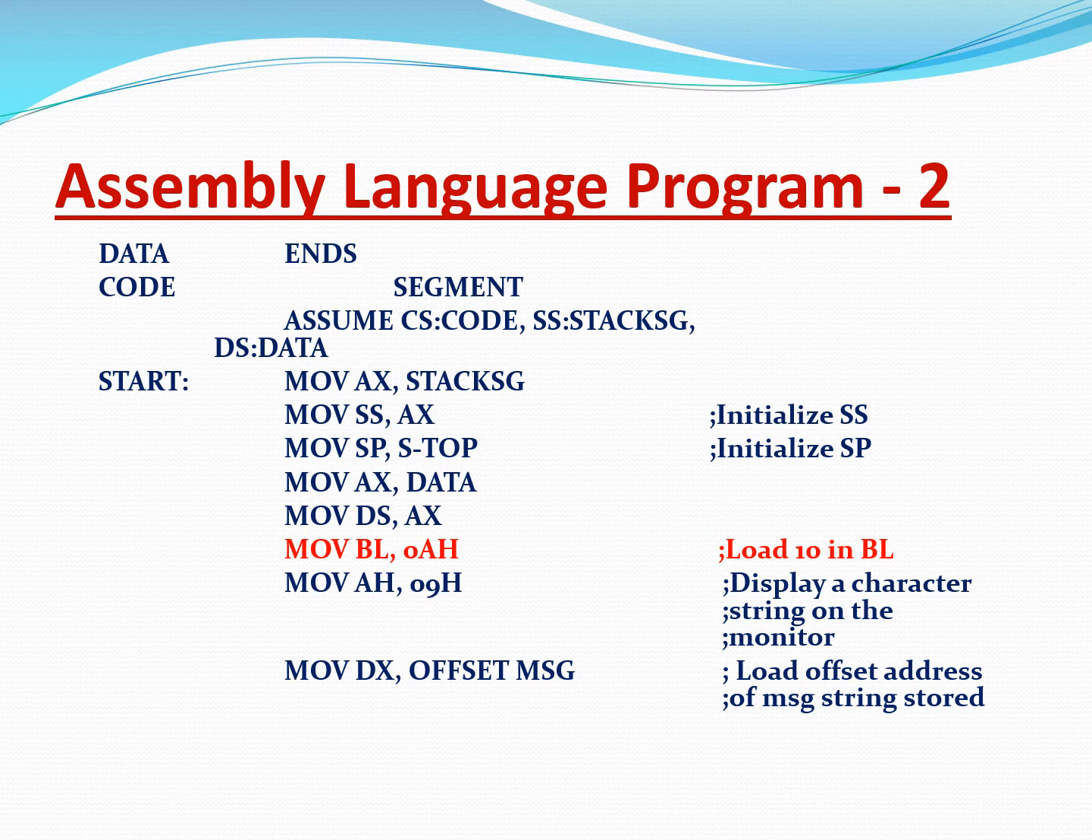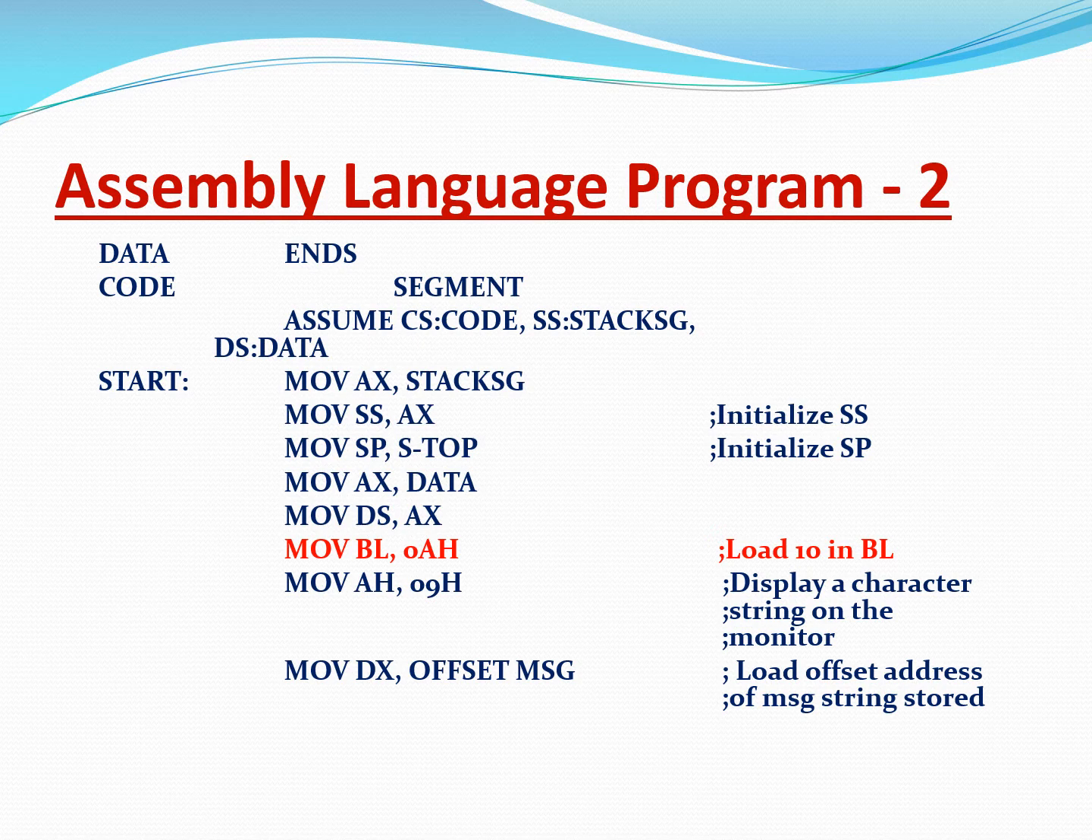Now we are loading 10, which is 0AH in hexadecimal, into the BL register, because later on we have to use it when we display this string or message on the monitor 10 times. MOV AH, 09H. Now 09H is a function, and we are going to display a character string on the monitor. This is what the function 09H in the AH register is used for.